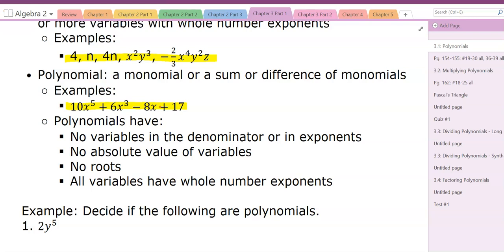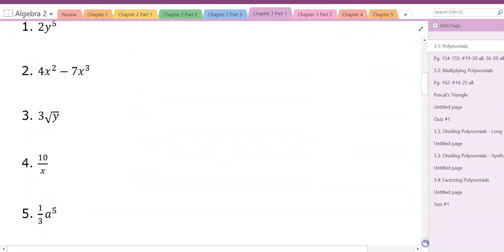So what we're going to do is take a look at a list of polynomials here, and we're going to decide if they are or if they are not. If any of those 4 things happen, it's an automatic no. So all we're going to do for these first couple is just write yes or no. Yes, it's a polynomial. No, it's not. Okay?